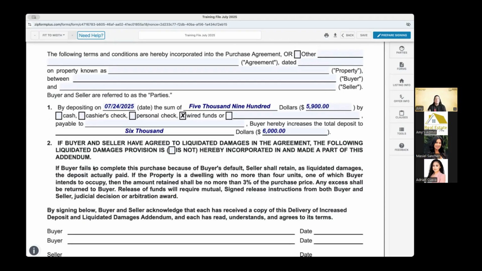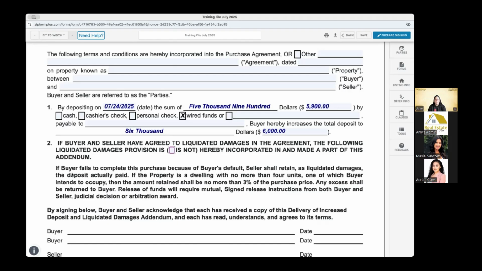Section 2 is if the buyer and seller have agreed to liquidate damages in the agreement, the following liquidated damage provision is hereby incorporated in and made part of this addendum. If they have not agreed to that on the purchase contract, neither party initialed that box, or it was agreed on the counteroffer that we don't agree to the liquidated damage, right? Everybody has to be in agreement. We would check this box here. So if we're not agreeing to liquidated damage, we want to check this box. If we do agree, we leave it blank.